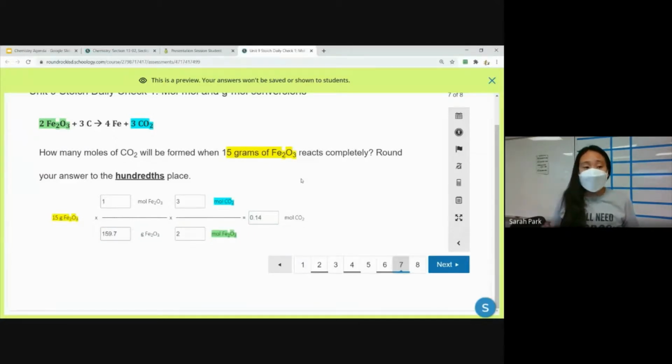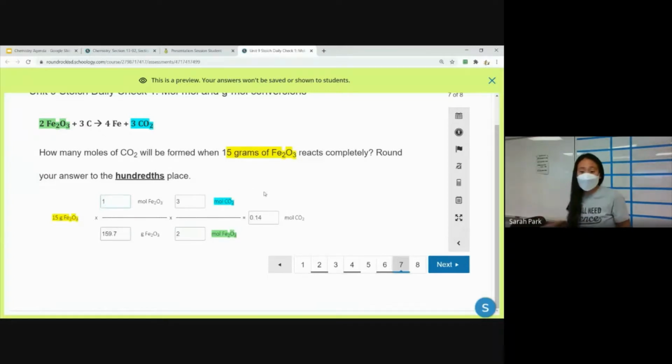Okay, so like I said, the most common mistake is this part right here. A lot of people want to put 2 here, but do you see how you can't have a 2 here and a 2 here? This doesn't make sense. 2 iron oxides does not weigh 159.7. Only one of them does. So please be careful about this.